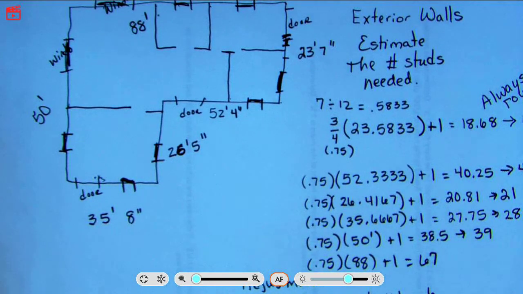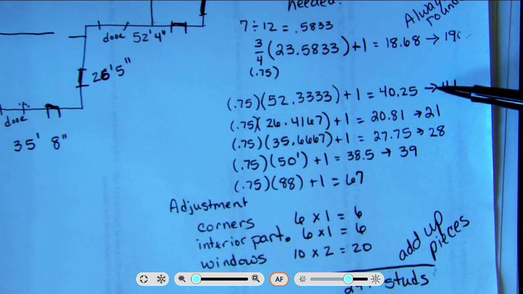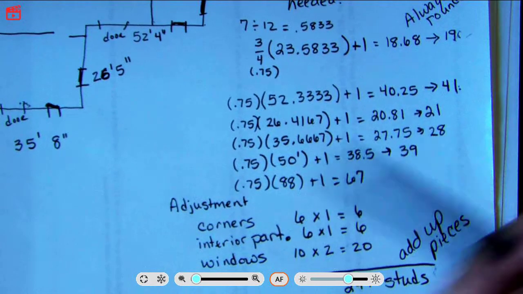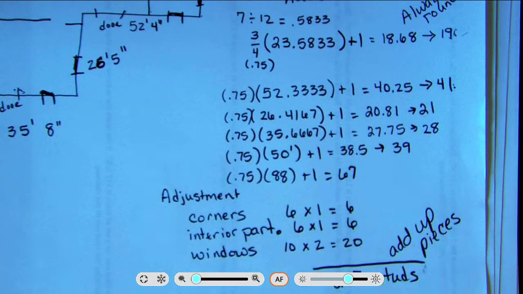But this is an example on your exterior studs. We do need to go every wall piece at a time and then make your adjustments for corners, interior partitions, and windows.